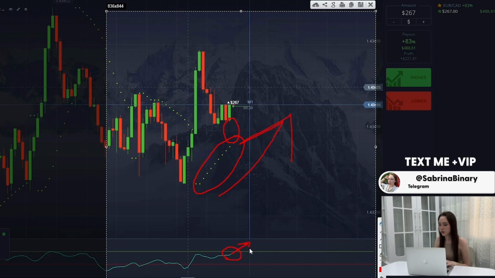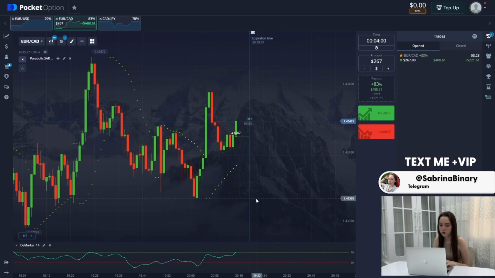Take into account the predicted D marker, which is directed upwards right now. I expect that most likely it will break through the overbought area or zone, but since it's not an RSI indicator, it can move beyond the area for quite a long time. So let's observe the trade.